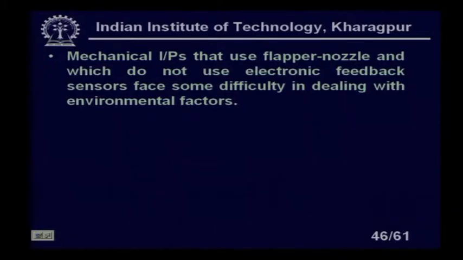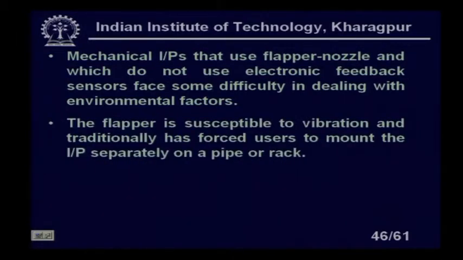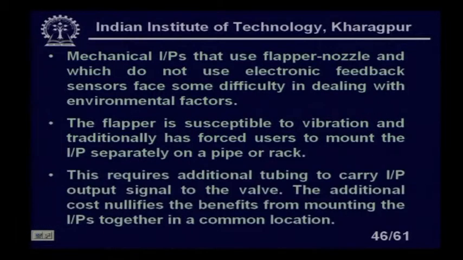Mechanical I2P converters, that means current to pressure converters, that use a flapper nozzle and do not use an electronic feedback sensor, face some difficulty in dealing with environmental factors. What are those factors? Let us look at them. The flapper is susceptible to vibration and traditionally has forced users to mount the I2P, current to pressure converter, separately on a pipe or rack. This requires additional tubing to carry the I2P output signal to the valve. The additional cost nullifies the benefit from mounting the I2P converter together in a common location.